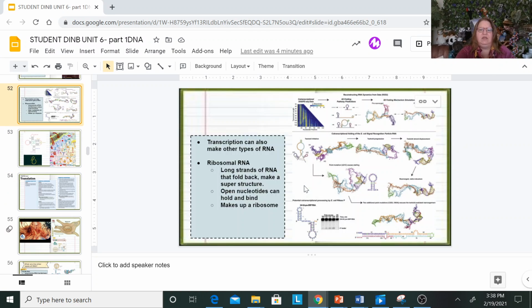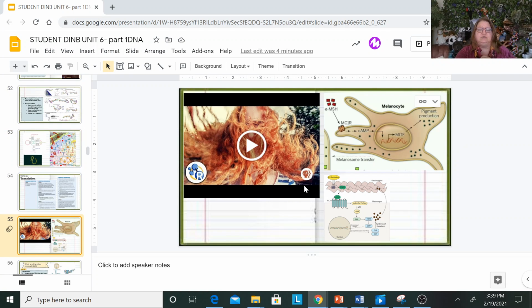I totally forgot. So ribosomal RNA would be long strands of RNA that when they fold back create, and there's multiple parts of RNA. And so when they do, they kind of create this big super complex of RNA, and then some proteins are in there as well. And that makes up a ribosome. So that's one type of RNA that would be ribosomal RNA. So ribosomal RNA is made of RNA and protein, and that creates this very large three-dimensional structure.